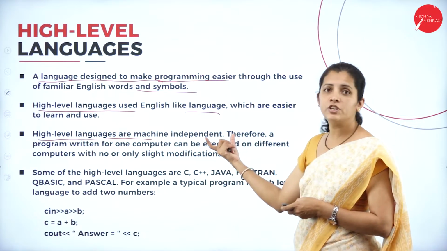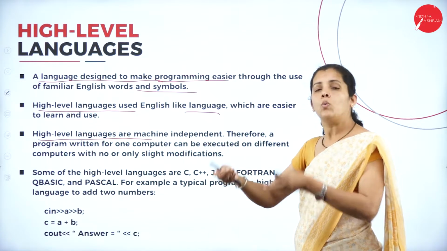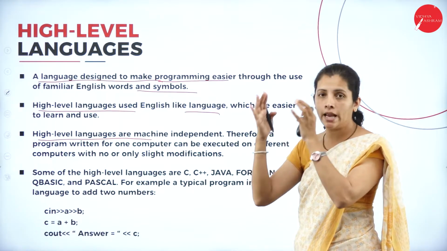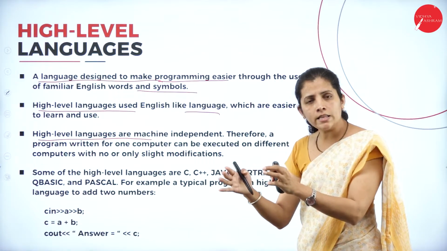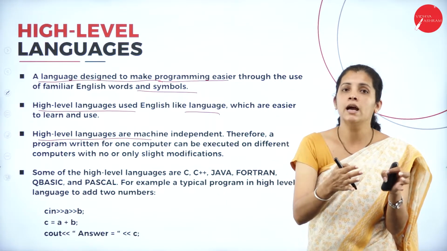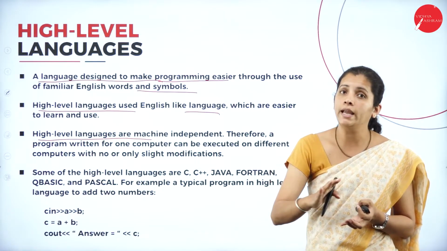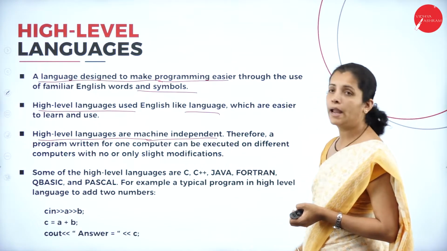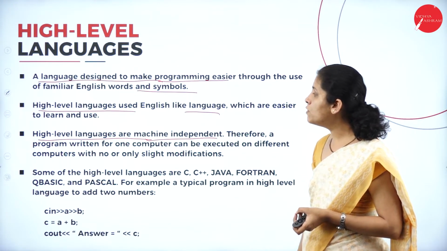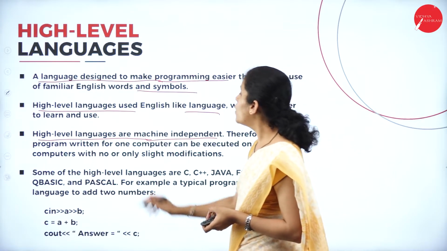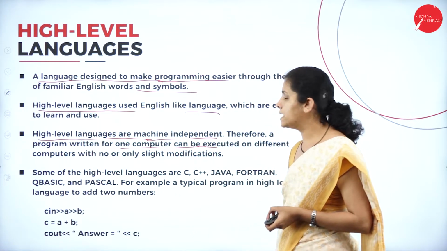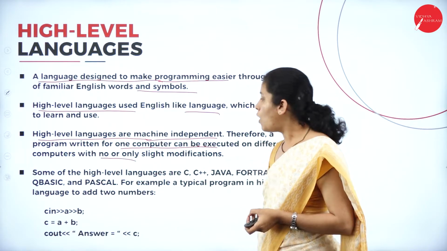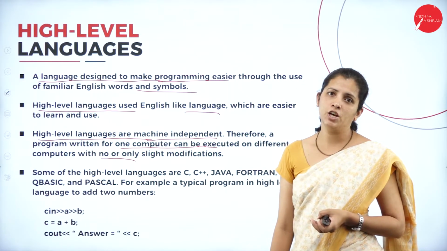So what is this machine independent? That means whatever program or instruction I write for any one machine, I can take the same program to another machine and run it without any modification, and that nature itself is known as machine independent. Therefore, a program written for one computer can be executed on a different computer with no or only slight modification.